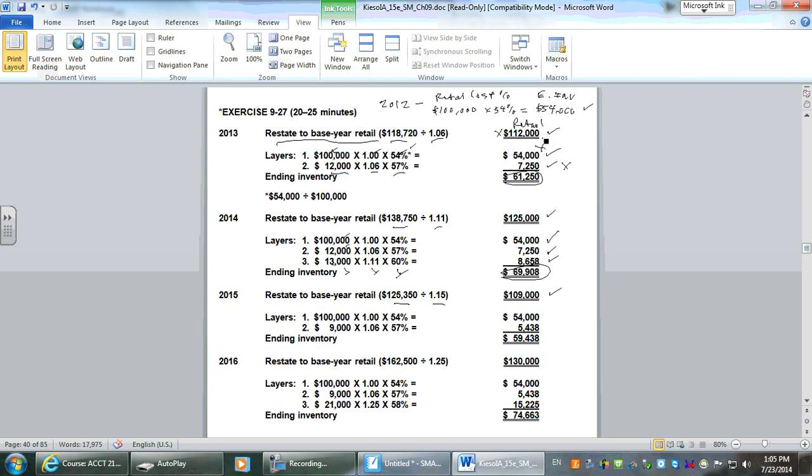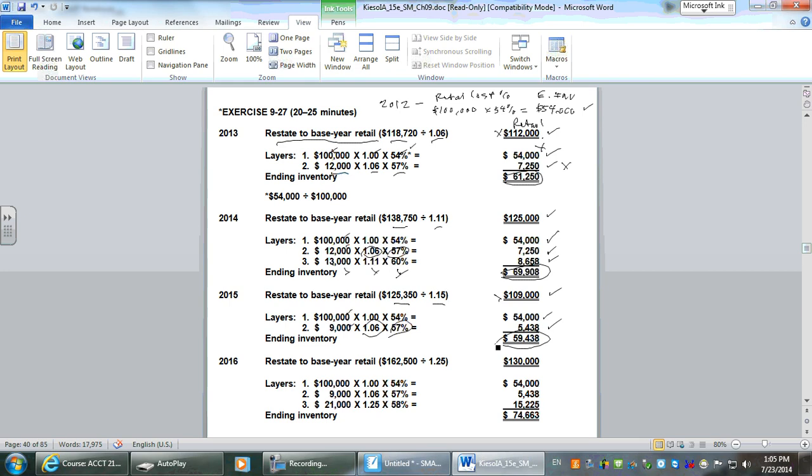So what do I have left? The 54,000, which is the 100 at retail, right? The base year. And then I only have 9 more to make the 109 total. So that would be 9 from the second year, 106, right? And 57%, there it is. So that's 5438. Get the idea? 59,438. It's a big deal.